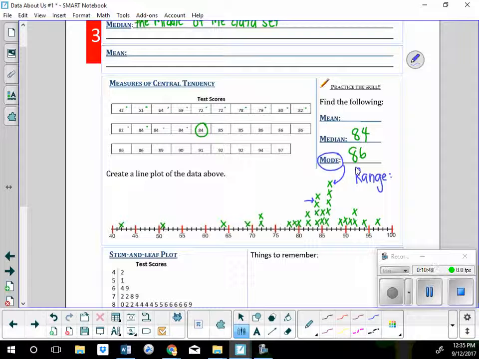Layla? You have to subtract the highest amount of data minus the lowest. I think it's 55. All right, so what numbers did you use? I used 97 and 42, and I subtracted them, and I got 55. So your range is 55. We took our greatest value minus our smallest value, and we got 55. Nice.